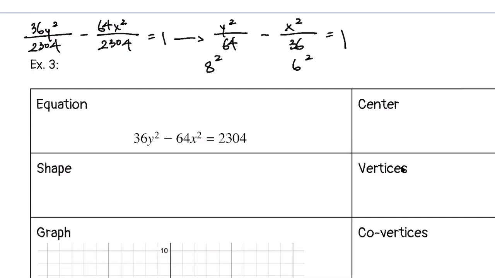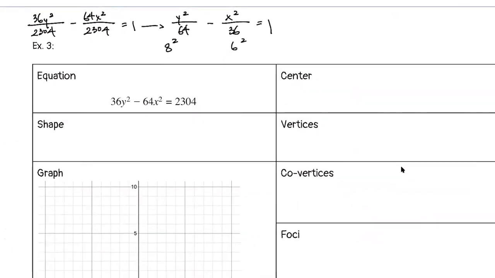Are my vertices in the y direction or are they in the x direction? The y direction. Okay. Because the 64 is bigger than the 36? Okay, so that's not our deciding factor, right? What I said was wrong. The 8 does give us the vertex, but not because it's bigger than the 6, okay? 8 gives us the vertex because it's first, all right? So we need to be careful about our reasoning here. So I think we can tell we have a hyperbola. I think we can tell where our center is too, yeah.